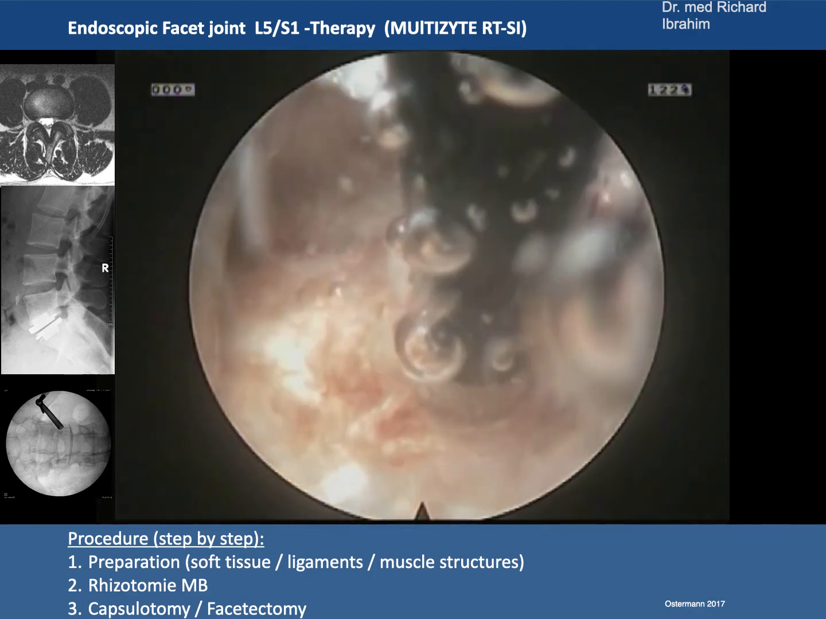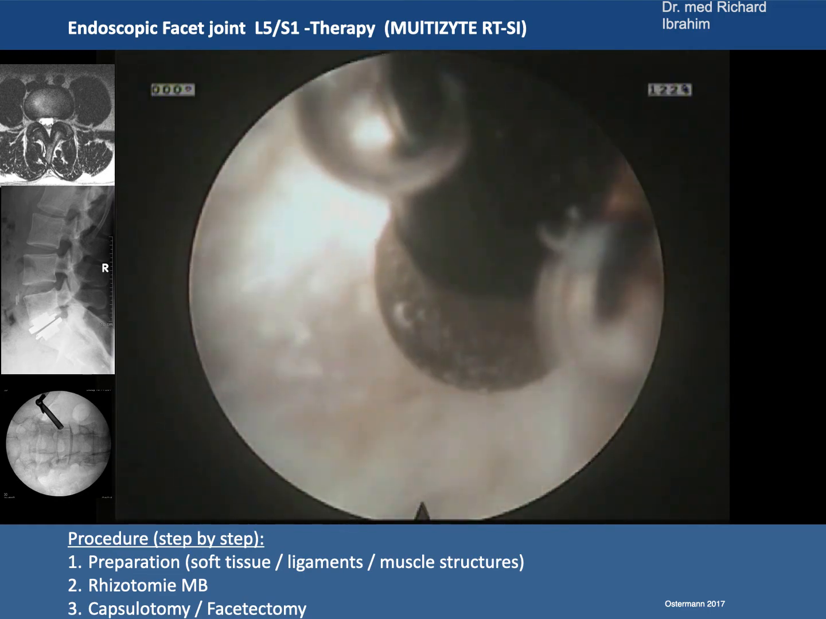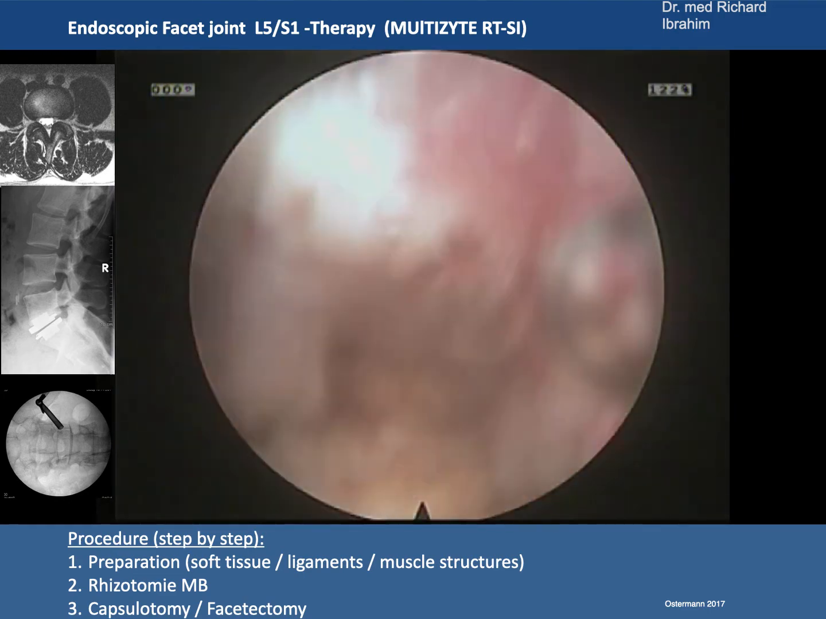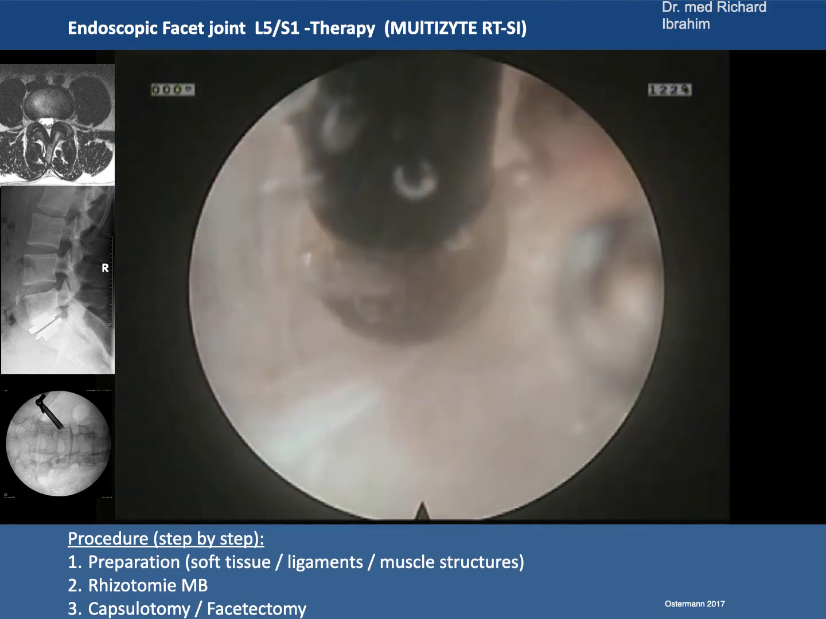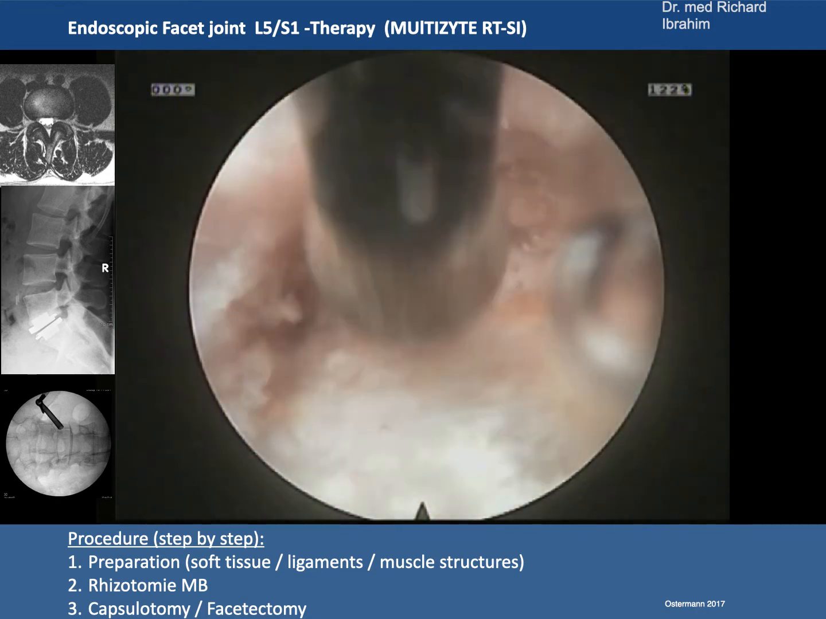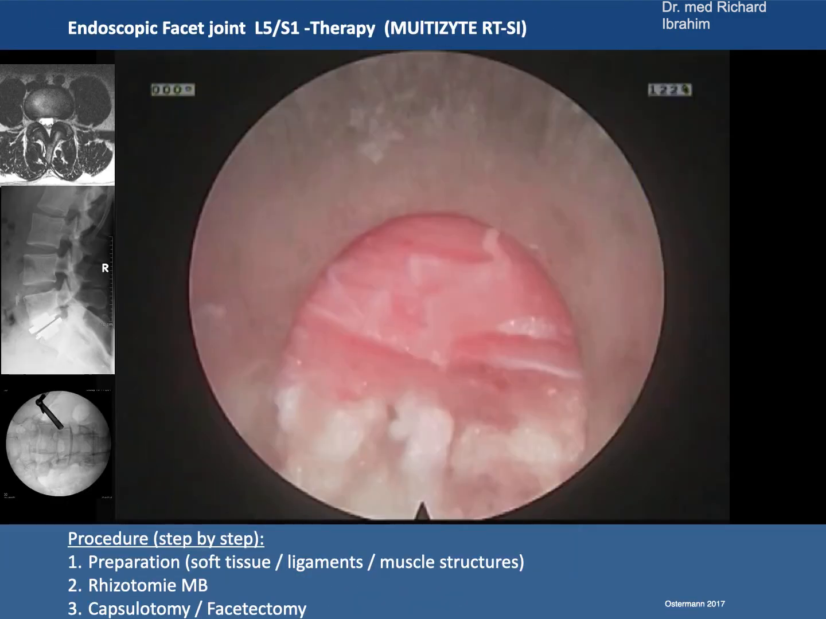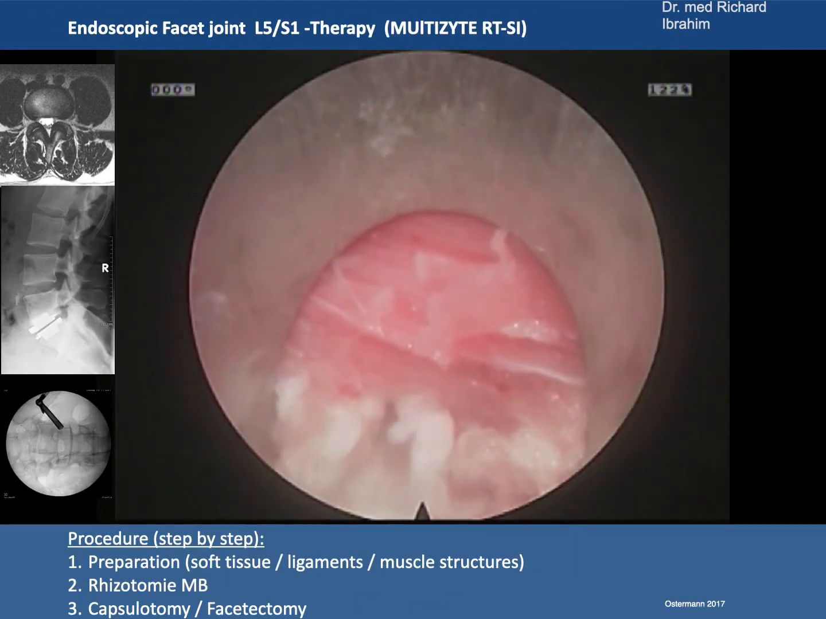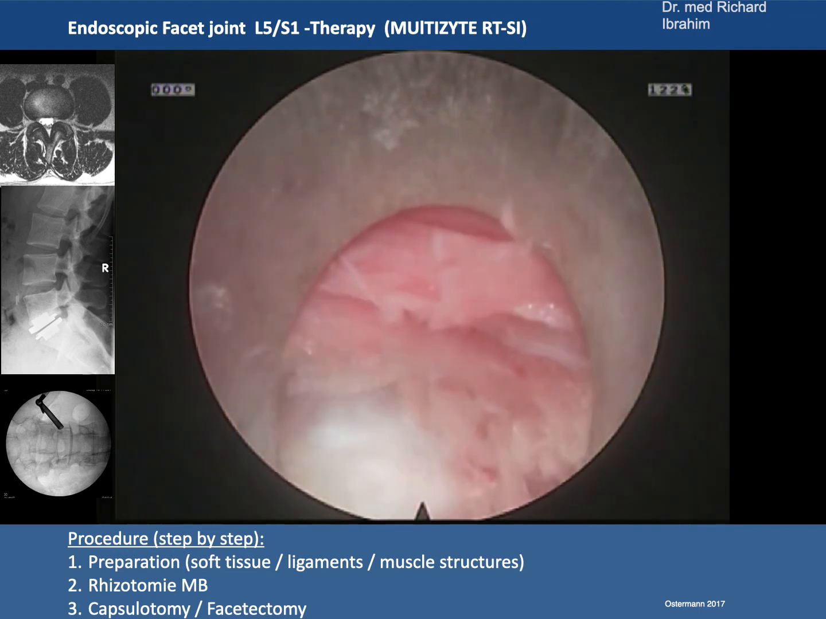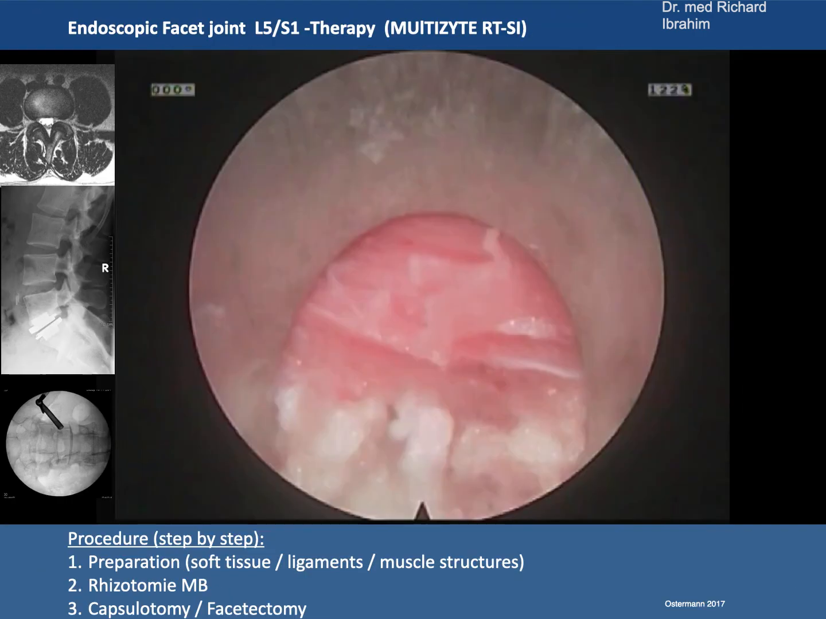So you can work step by step and take your time. You should have the blood pressure under 100 systolic. You should have a water fluid more than 80%. And so then you can go step by step down to the area.